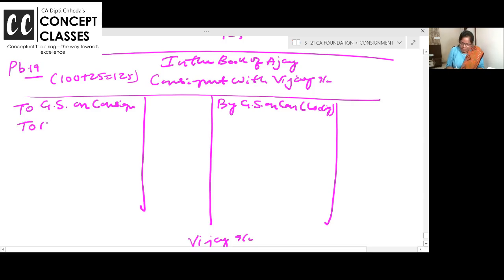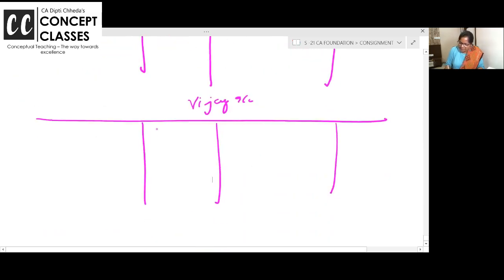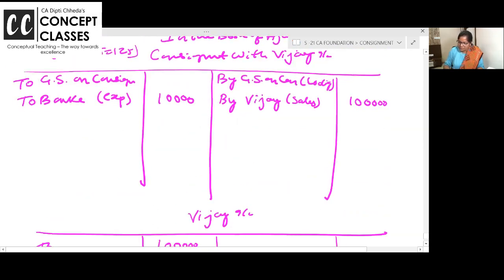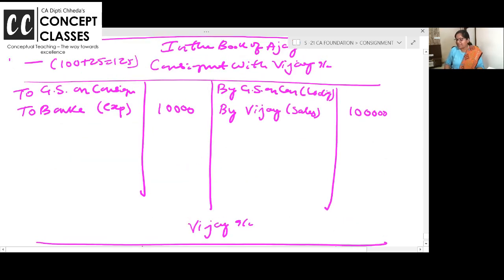Next is consignor's expense by bank. Or write like this, with fill in the blanks. Consignor's expenses are 10,000. Consignee has sold. By Vijay account debit, sales. Sales is 1 lakh. One lakh is the sales.